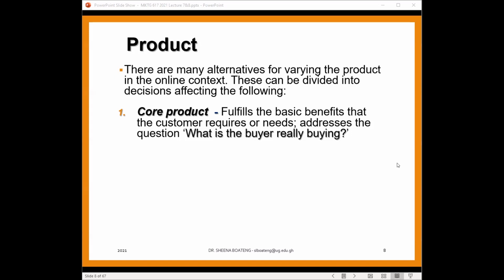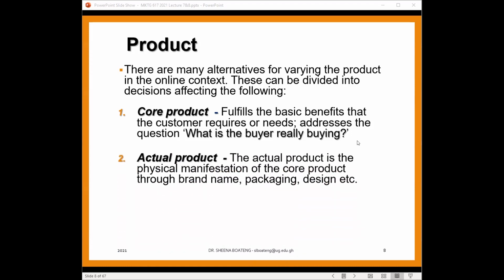However, that core product that I'm buying cannot just be put into my hand, right? It cannot just be poured into my cupped hands, or be given to me as is. It has to come to me in a certain packaged form. True or false? True. Good. So it is this packaged form that we refer to as the actual product. That is the physical manifestation of the core product, or the core product in a packaged form, which is expressed in various elements, including the brand name, the packaging, the design, among others, right?